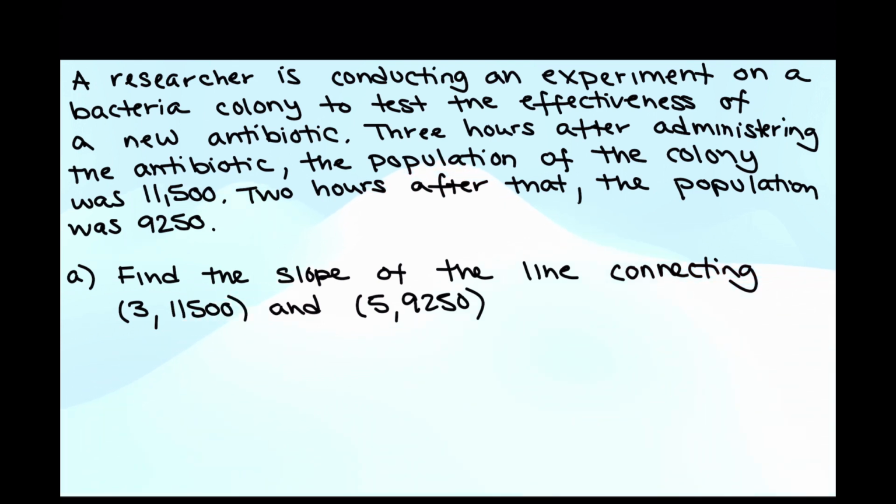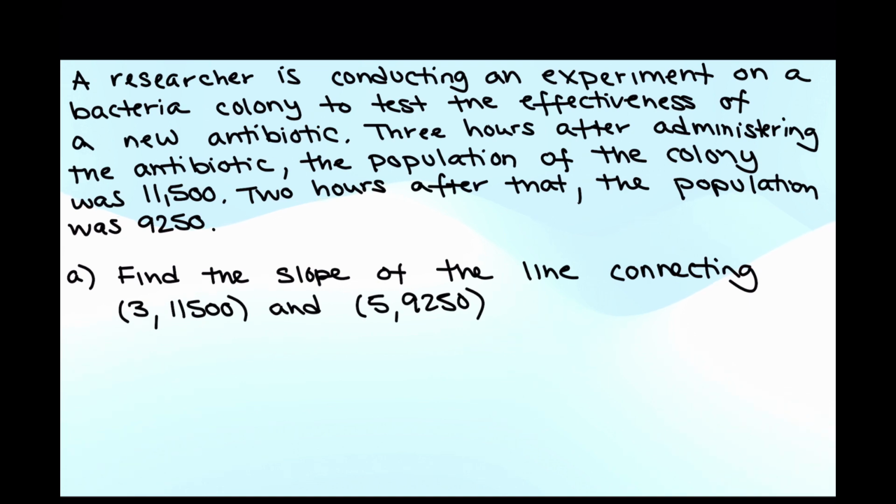3 hours after administering the antibiotic, the population of the colony was 11,500. 2 hours after that, the population was 9,250. Find the slope of the line connecting the points (3, 11,500). So that first point represents the 3 hours. Population is 11,500. And then we've got the point (5, 9,250), since 2 hours after 3 hours is 5 hours.